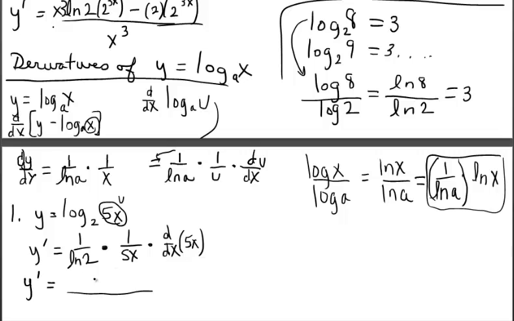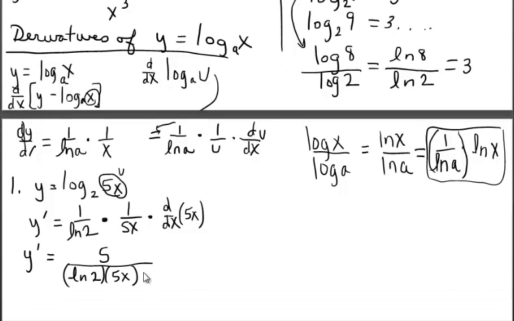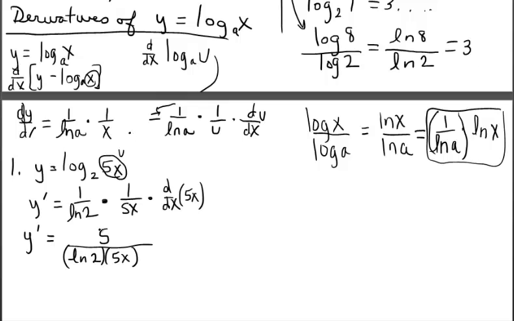Okay, I'm going to put 5 on top. Natural log of 2. It might look better if we put it in parentheses. Times 5x. Yes, we can simplify. We can divide out the 5, and that would be a very good thing to do. That's fine. Okay, so my y prime equals 1 over, I'm going to go ahead and make this x ln 2.